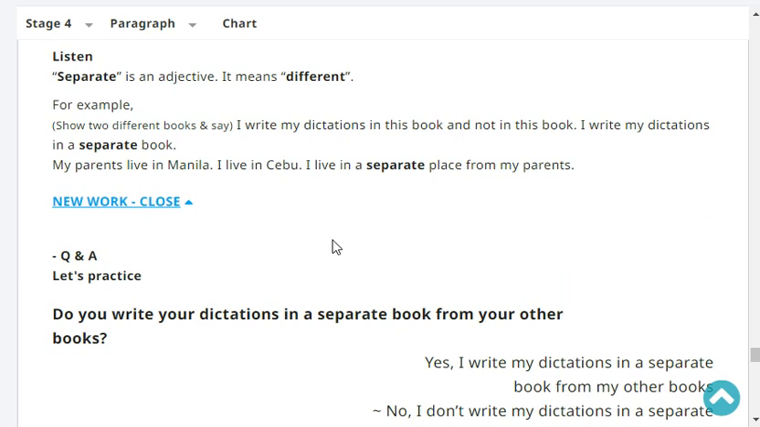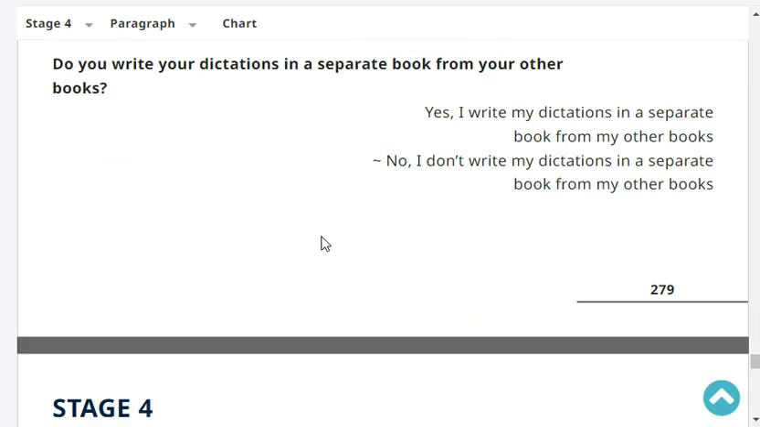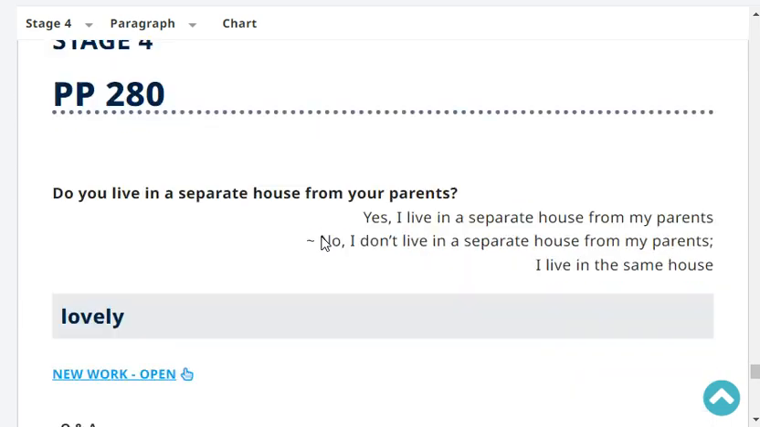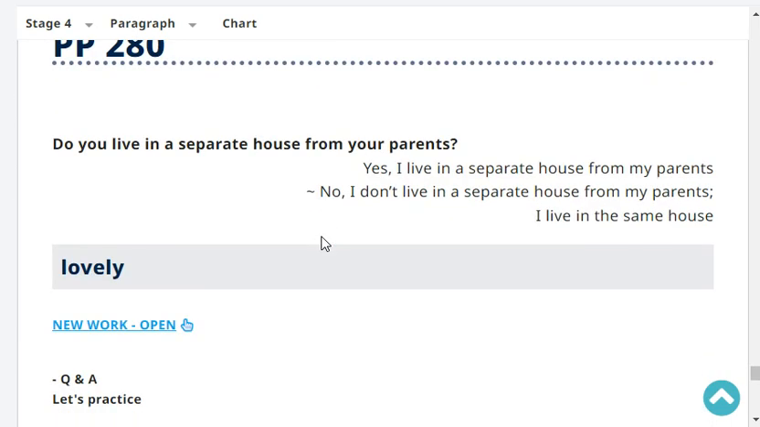Let's practice. Do you write your dictations in a separate book from your other books? Yes, I write my dictations in a separate book from my other books. Very good.